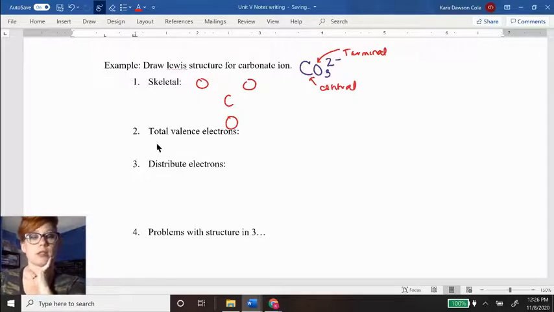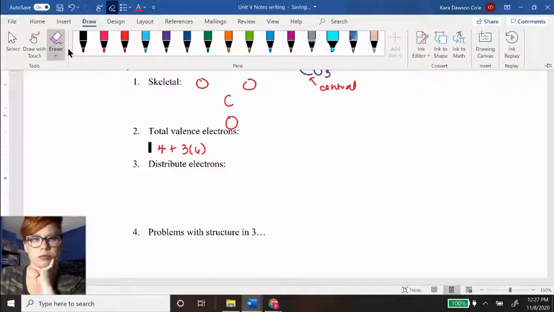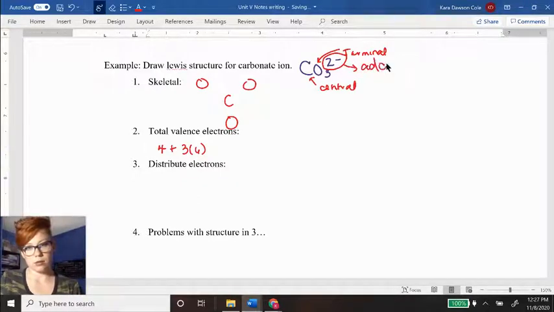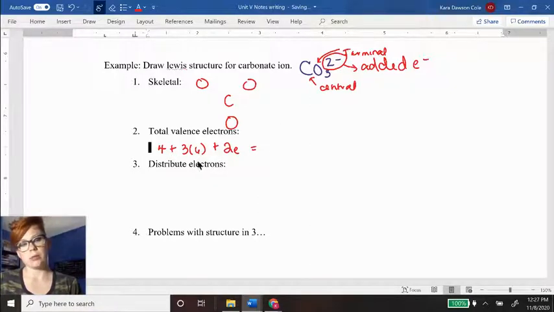So total number of electrons. I have 4 valence electrons for carbon plus 3 times 6 valence electrons for oxygen. But I also have a charge here. So this charge here is added electrons. So I'm going to add 2 electrons here. So I have 4 plus 18 plus 2. So I have 24 total electrons.